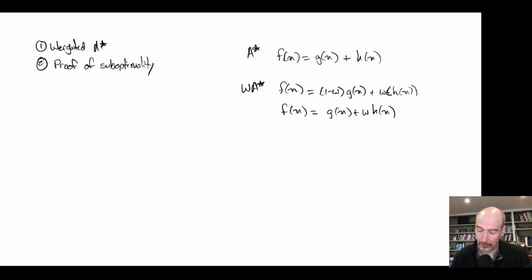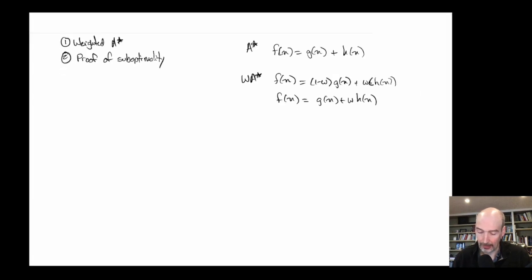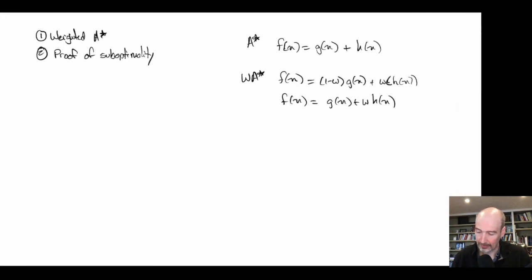And suppose that I make w equal to 0. Then the h term goes away, and the (1 minus w) term becomes a 1, so we get g of n, which just gives us Dijkstra's algorithm. And if we put a weight of 1 there, then the g term is 0 and we're just left with h of n, and that gives us our pure heuristic search, or greedy best first search. And so in this formulation, we get this nice transition between different algorithms by changing what the weight is.